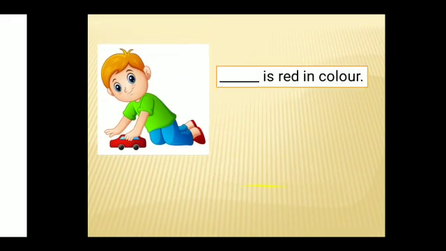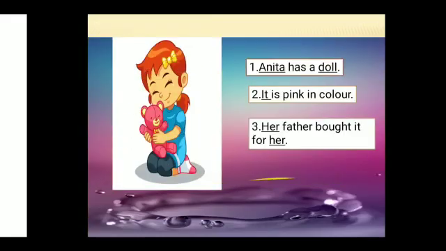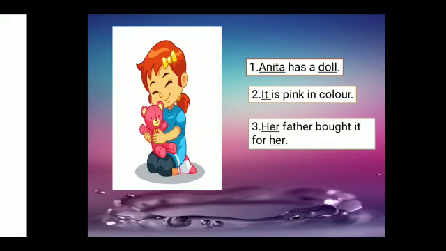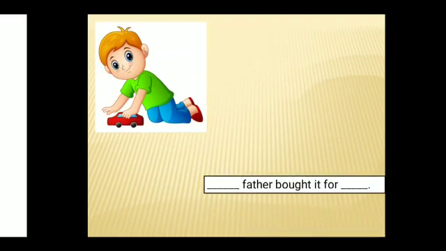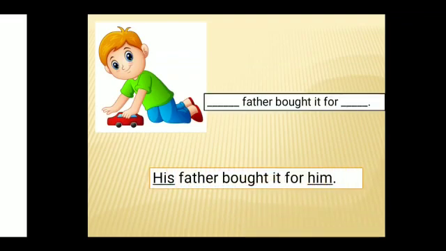So there we saw, what did we see? Her father bought it for her. So here, his father bought it for him. Do you understand now? You can add many more sentences, like he likes to play with his car. And then for he, you need not tell Tom or Ram again. You have to say he likes to play with his car. She likes to sleep with her doll. You can add more sentences.